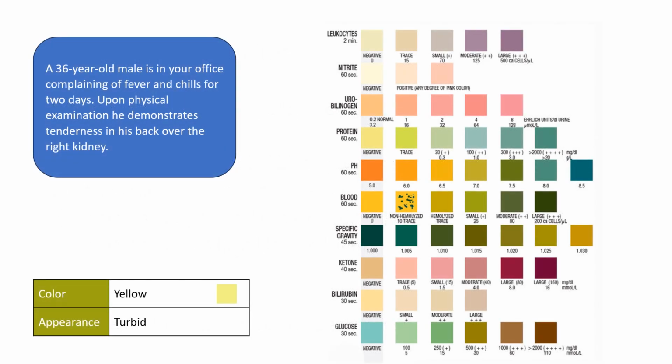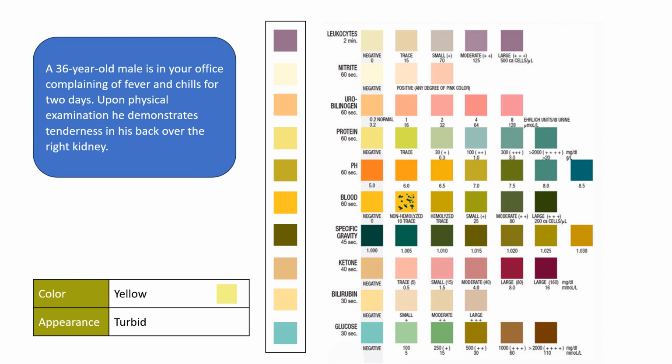Here's our second patient, a 36-year-old male. He is complaining of fever and chills for a couple of days. Upon physical examination, he demonstrates tenderness in his back over the right kidney. So we give him a little cup, and he gives us a urine sample in turn, and we notice that his urine is yellow and it's turbid. And when we put the little stick in, these are the results.